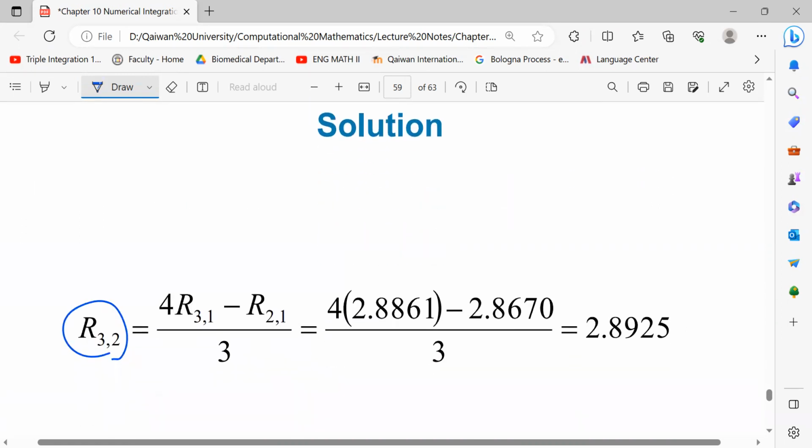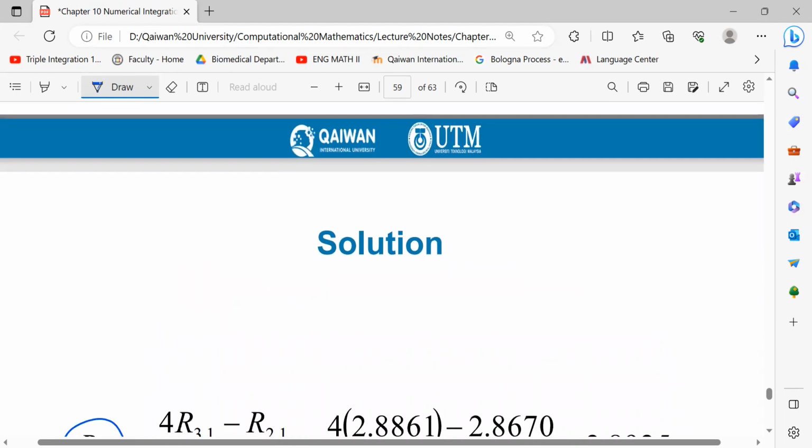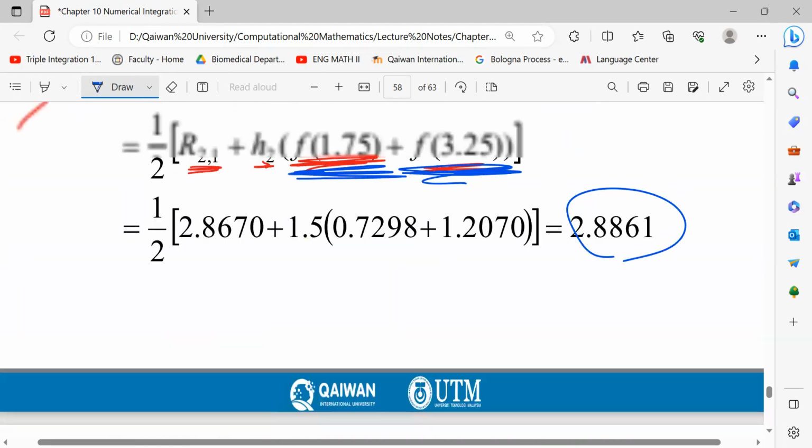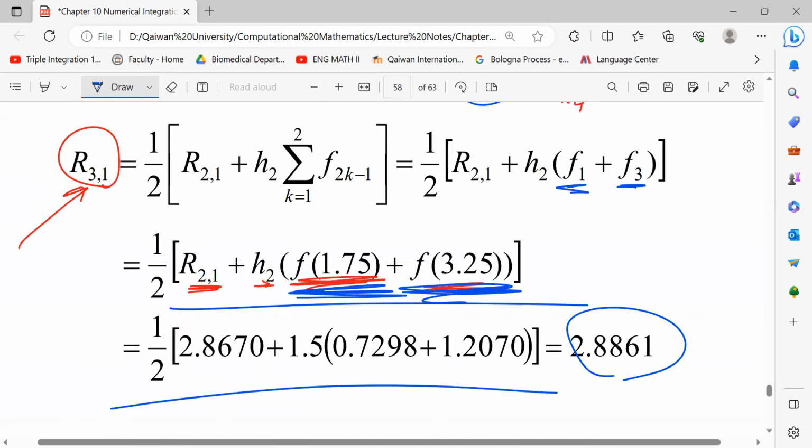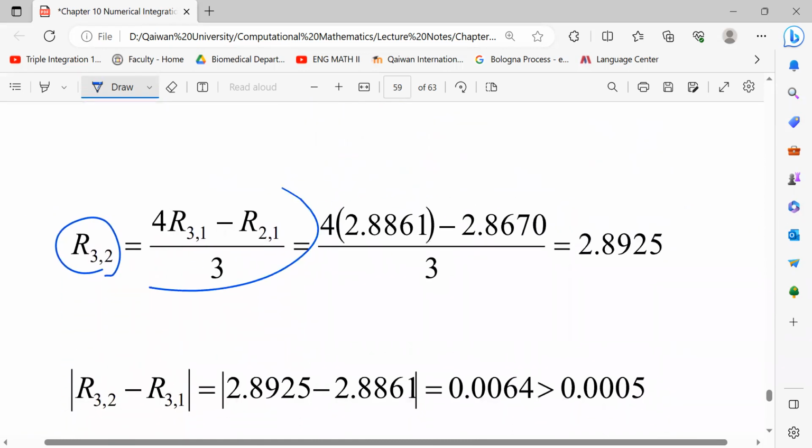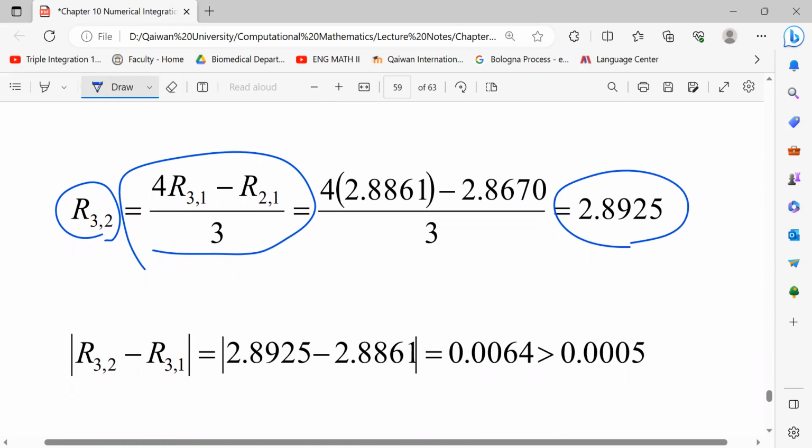Then we need to find R32. We just need to find, by using this type of rules, R11, R21, and R31, nothing else. By these rules, we need to find these three R's, and we use these types of rules to get all the other R's. For R32, it's 4 R31 minus R21 over 3. Now we subtract.